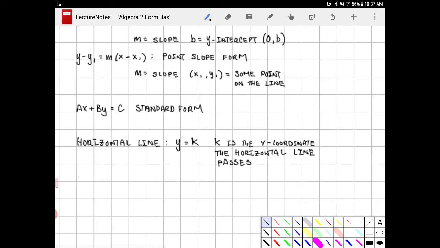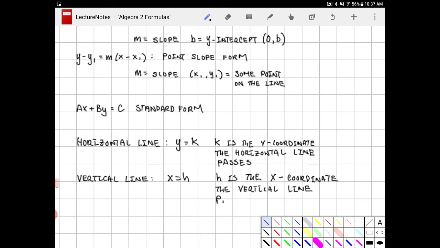And a vertical line is x equal to h, okay? Where h is the x coordinate the vertical line passes through.